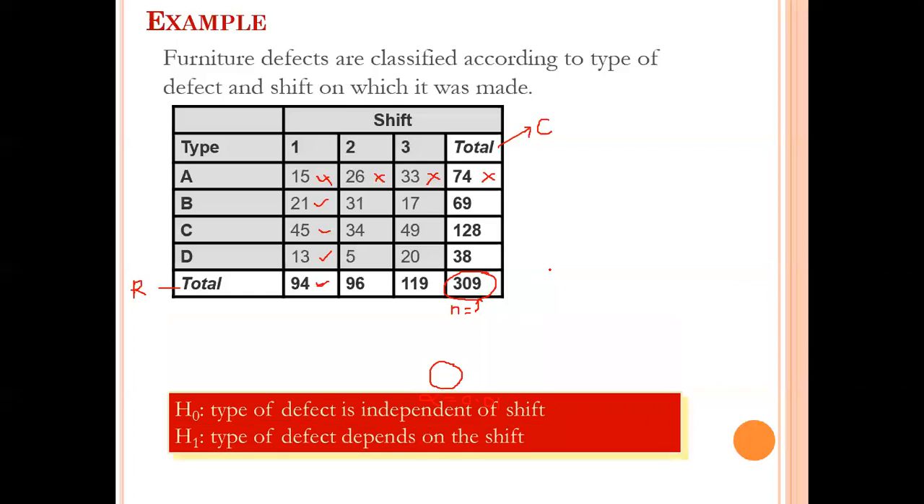So first of all, we are going to state the hypothesis. In the first step, we state the hypothesis. So what do we say for the null hypothesis based on this question? The null hypothesis is that the type of defect is independent of shift. And for the alternative hypothesis, we state that the type of defect is dependent on the shift.